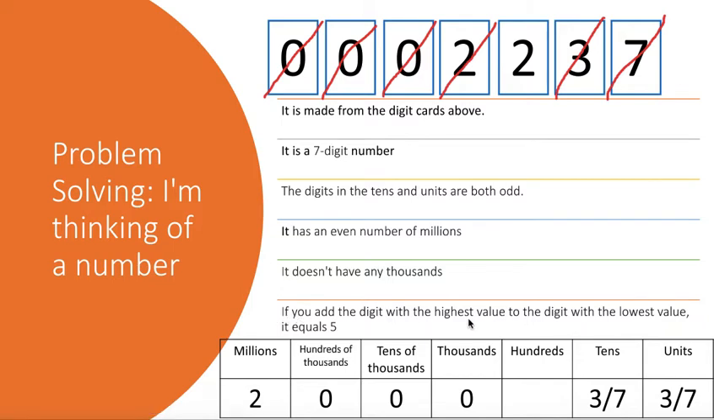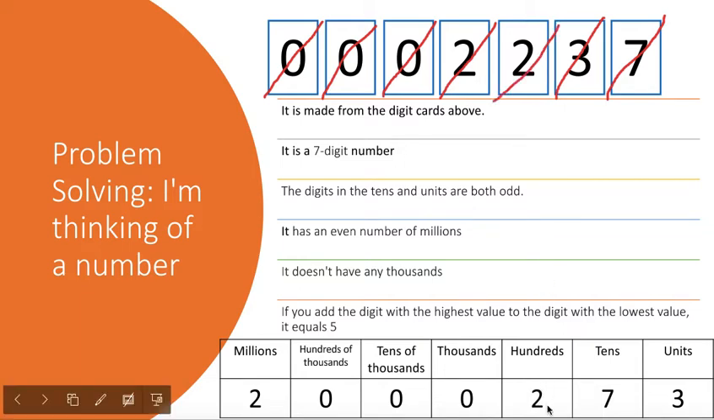Finally, if you add the digit with the highest value to the digit with the lowest value, it equals 5. The highest value is 2. The lowest value is either 3 or 7. Well, which of those do I add together to 2 to make 5? I know that 2 plus 3 equals 5. So it must be 3 in the units, and that means it must be 7 in the tens. My last digit card left is the digit 2, and that I'll have to place into the hundreds.